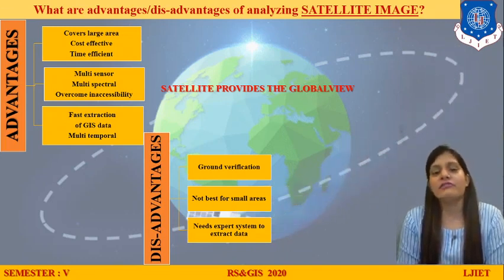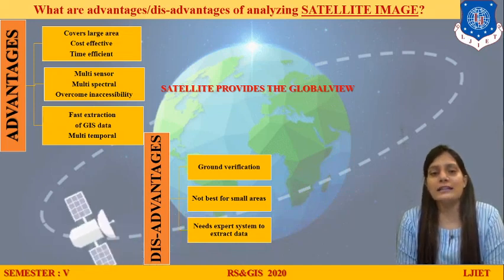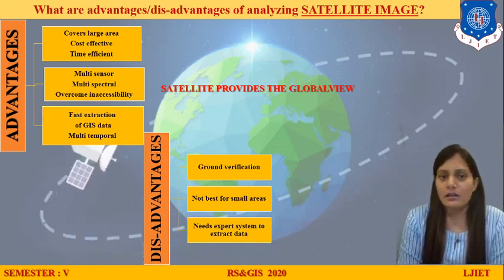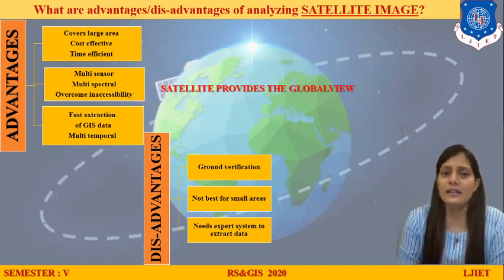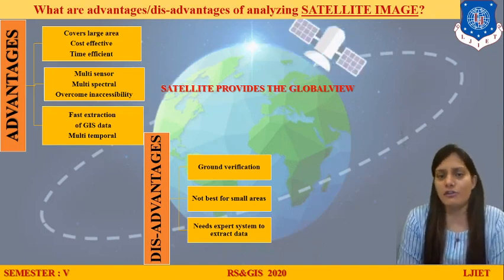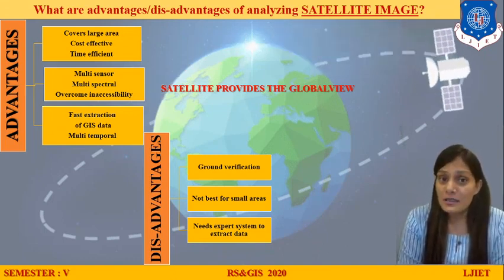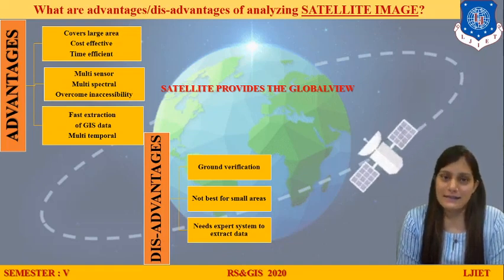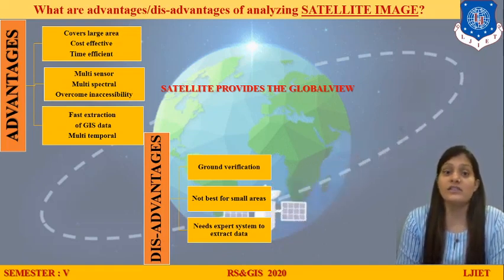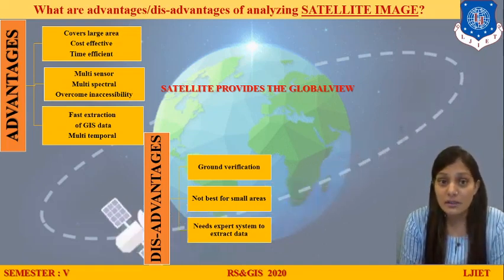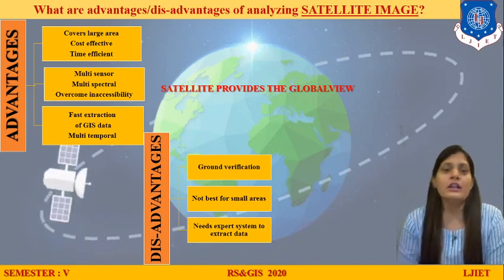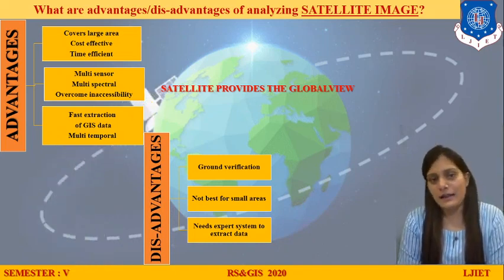And basically, for small areas it is not a good technique, because small areas are very clumsy and we cannot get a good image of them. But yes, we have developed good satellites that take very near images, with 1 meter resolution, 2 meter resolution, 5 meter resolution. So we are making the sensors like that.